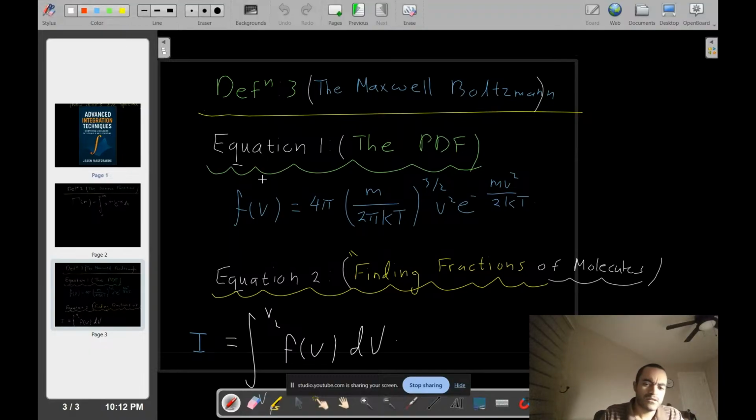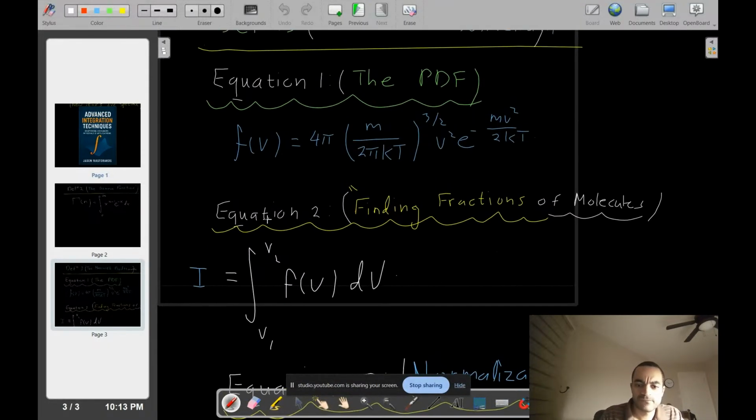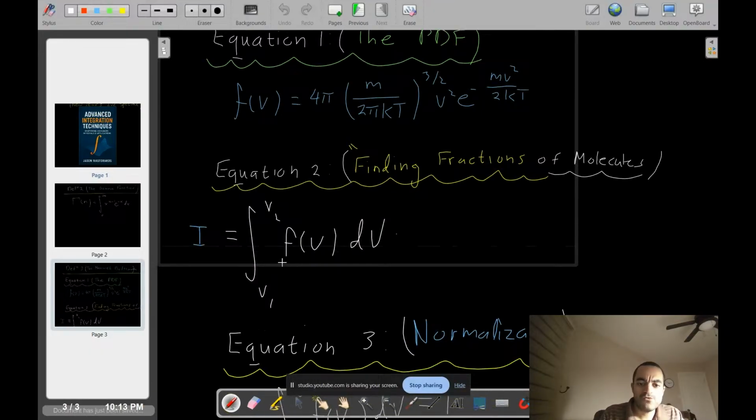Okay. I digress. So as I was mentioning, this is the PDF that we're dealing with. It looks fancy, it looks a little scary. It's not scary at all. Now, why did I bring up this PDF? When we use f of v, function of velocity, and we integrate the PDF, it helps us find really interesting stuff in the physical world.